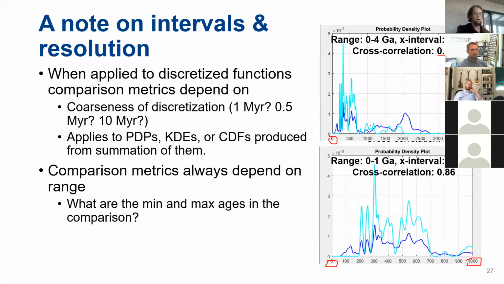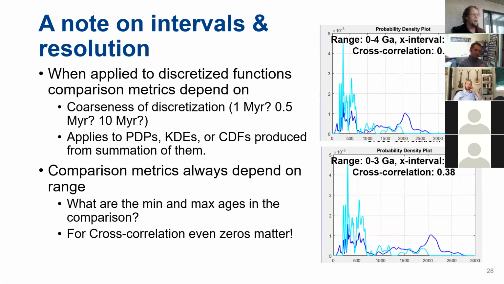So you can say, well, given that, I know that this is sort of where the difference is, and what does that tell me about the sediment sources for my basin? And it might tell you something pretty interesting. But if you're not being careful about how you're reporting this data, it can be quite misleading. And then finally, sort of driving home that same point, that for cross correlation particularly, even zeros matter, right?